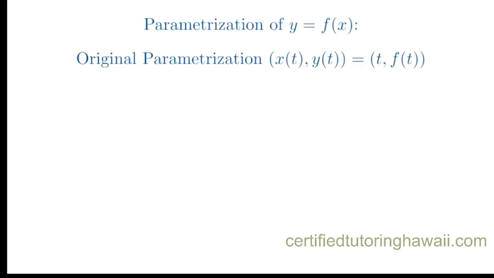Next, let's explore how to parametrize functions that are invertible. Our objective here is to connect the parametrization of a function with its inverse. If we have a function, y equals f of x, we've just seen that its parametrization is x equals t, y equals f of t. Let's call this the original parametrization. Now, think about what an inverse function does. It swaps the roles of x and y. So, it makes sense that its parametrization would do the same.